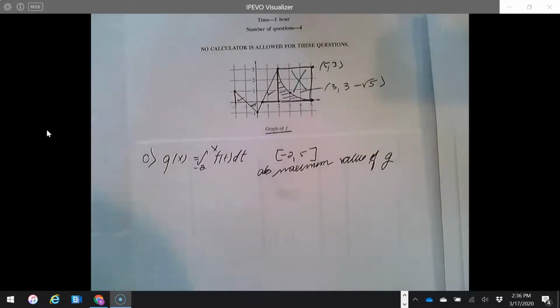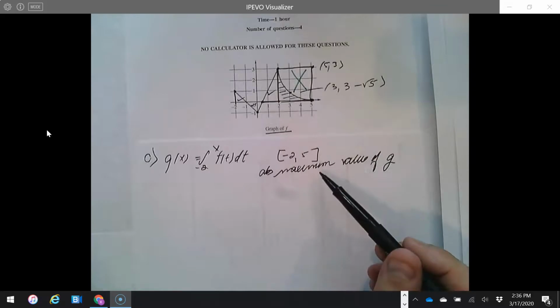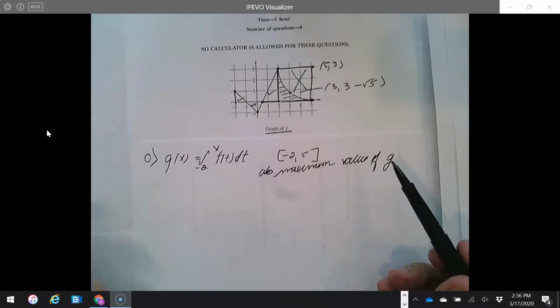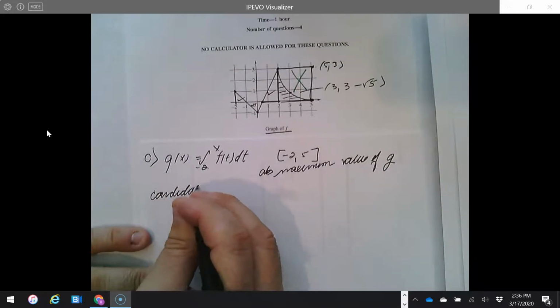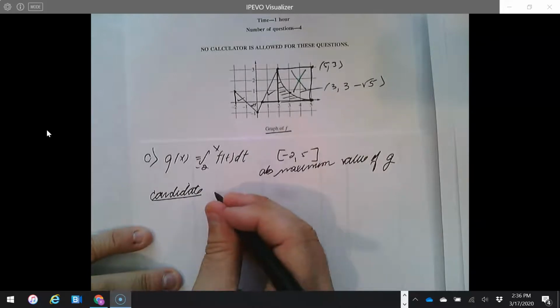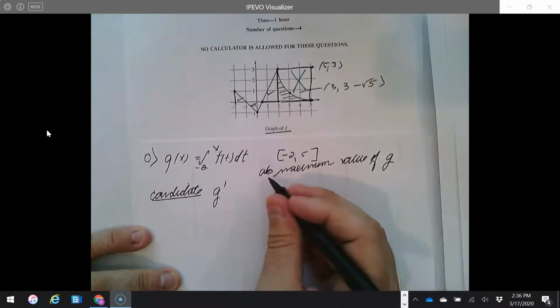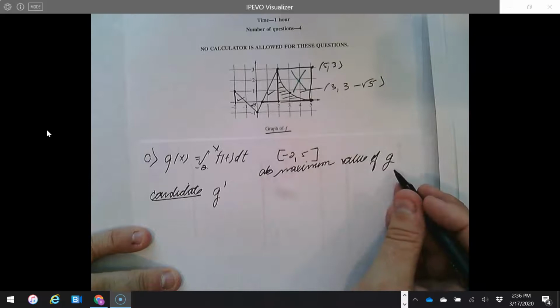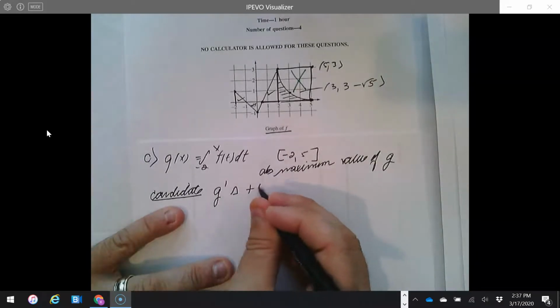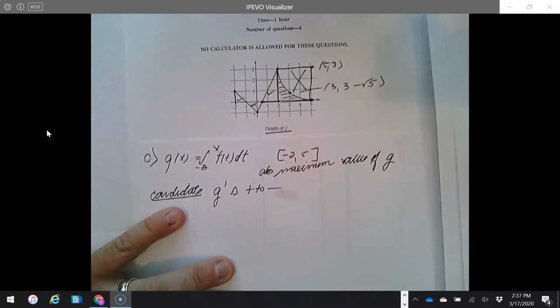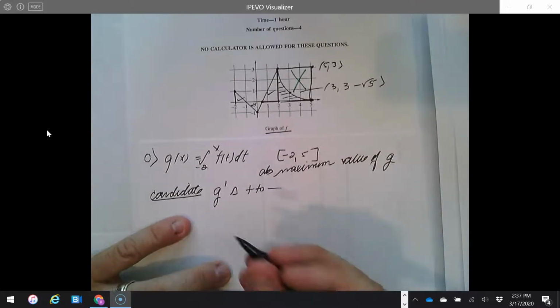Now, you guys are in a Calculus BC class. You should be comfortable with this process. And you know that in order to find the absolute maximum or the absolute minimum value of a function, the first thing we do is we look for a candidate. The candidate is going to be where g prime, if you're looking for an absolute max, you're looking for where g prime makes a change from positive to negative. That's in general what you would do.